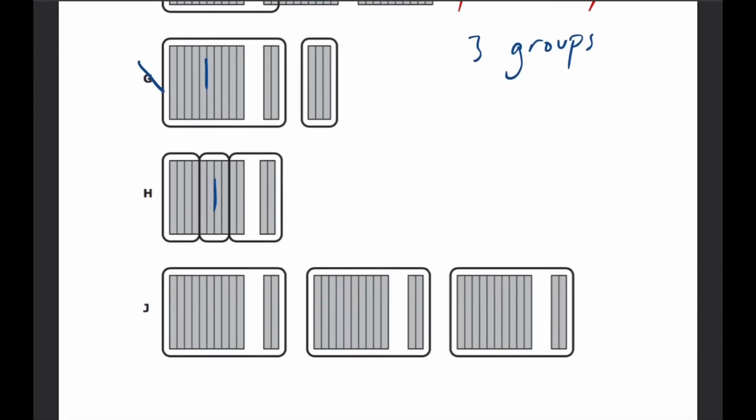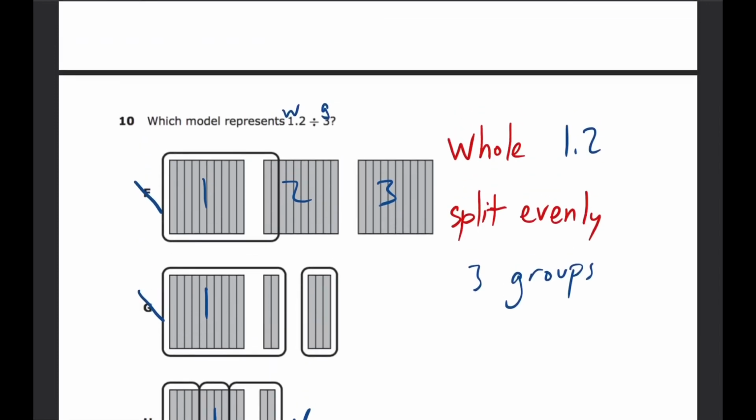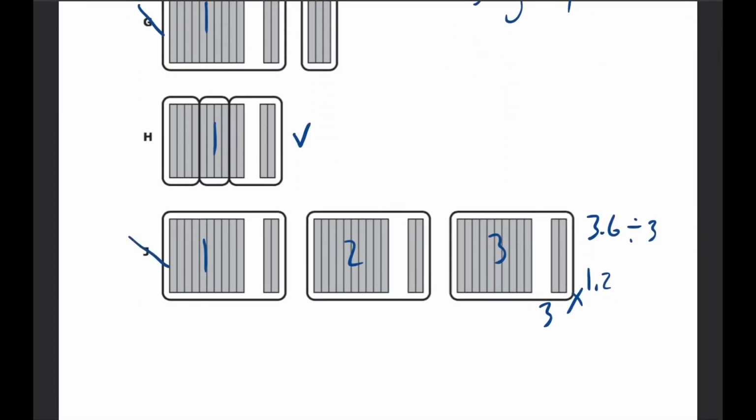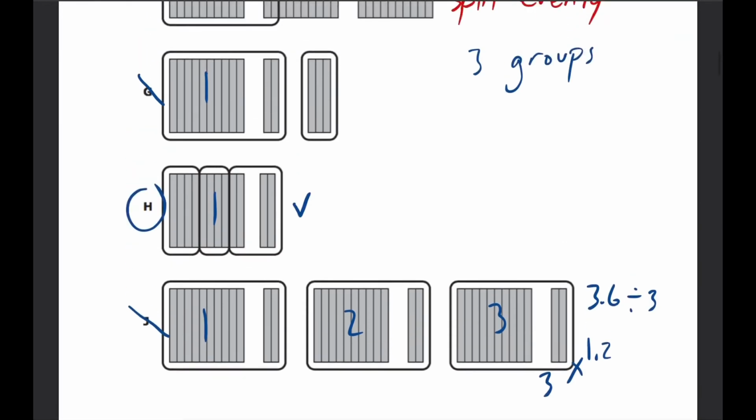H, I have 1 whole and 2 tenths split up into 3 groups. And let's see, 4 tenths, 4 tenths, 4 tenths. Yep, that's split up into 3 even groups. So this one looks correct, but let's keep checking. J, I have 1 and 2 tenths, 1 and 2 tenths, 1 and 2 tenths, or my whole thing is 1, 2, 3, and 2, 4, 6 tenths. So 3 and 6 tenths divided into 3 groups. Or I could look at it as 3 groups of 1 and 2 tenths. And so either way, that doesn't match what they've asked me to match. So I'm going to eliminate answer choice J, and so H is going to be my best answer choice.